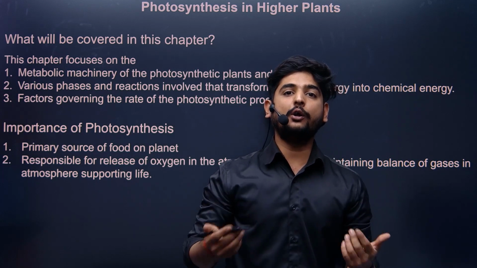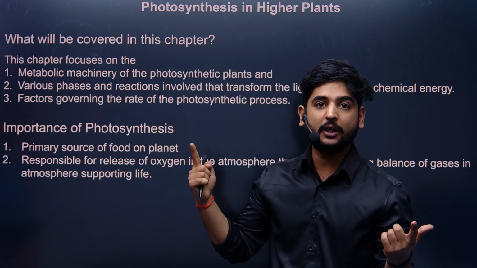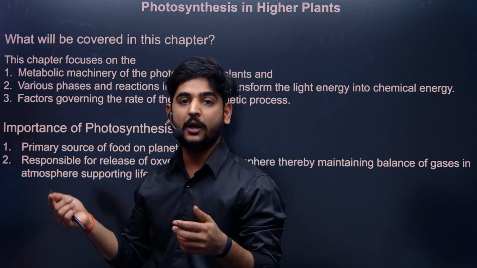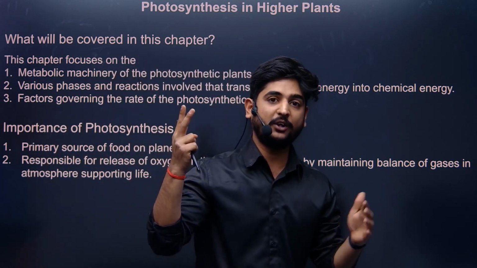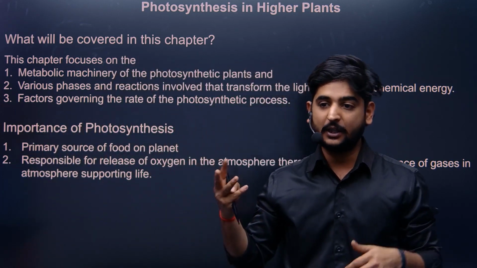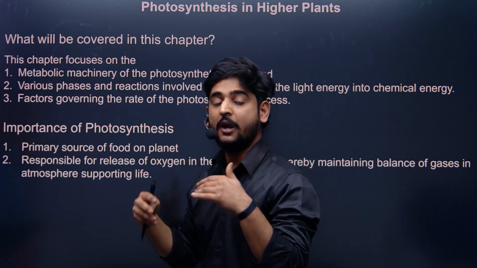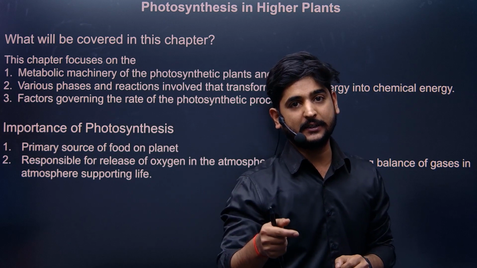Now, what are we going to study in this chapter? Number one, we are going to understand the metabolic machinery of photosynthesis. What are the molecules? What are the pigments involved? Number two, we are going to study the various reactions, light reaction, dark reaction, various phases. And lastly, we are going to understand what are the factors that affect the rate of photosynthesis.